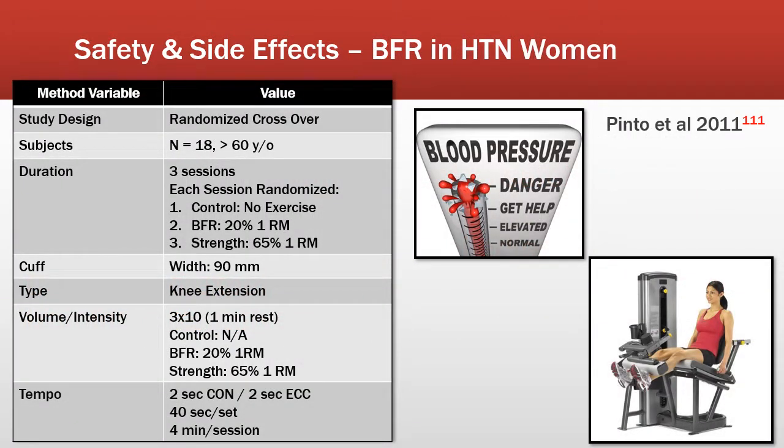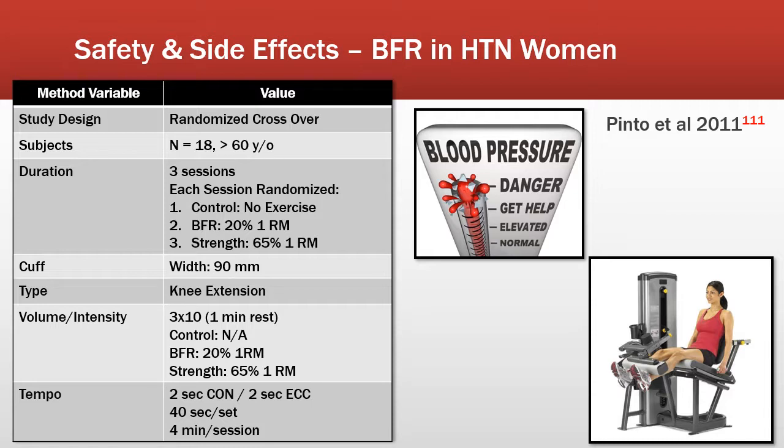Okay, that being said, I was interested in this one study that was the only one known to date that I was able to find, at least. I'll throw that in there as a disclaimer. There may be others out there, but they specifically used inclusion criteria of hypertensive women. This was done in 2011 by Pinto et al. The methods are shown here. It was a randomized control crossover trial. They had 18 individuals, 60 years of age, 3 sessions. Each session randomized.